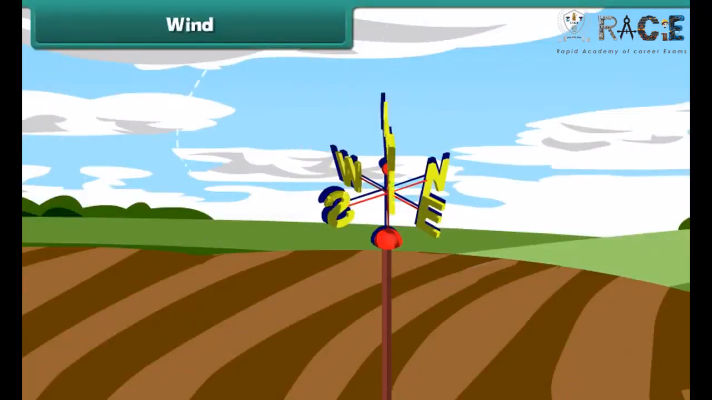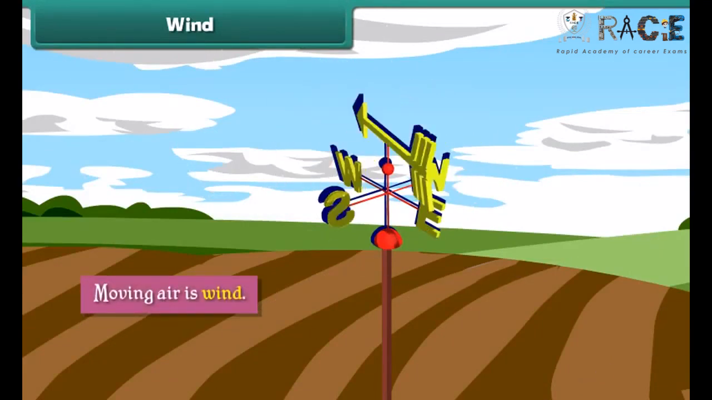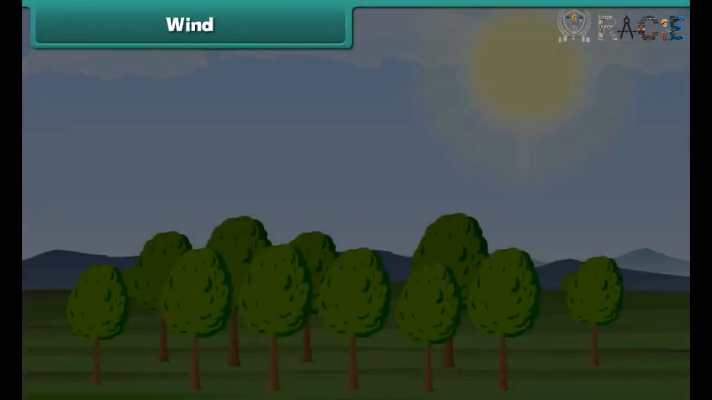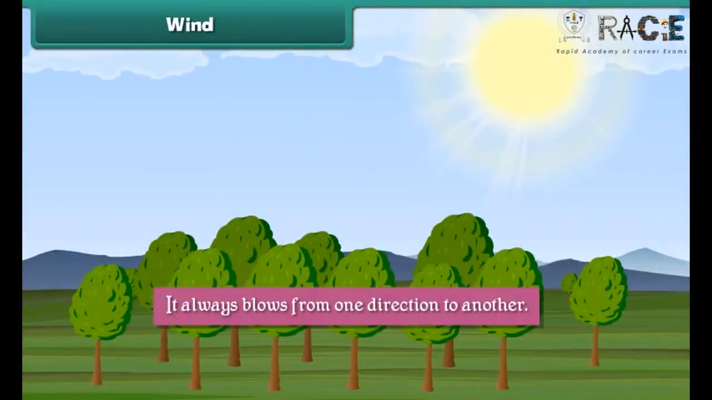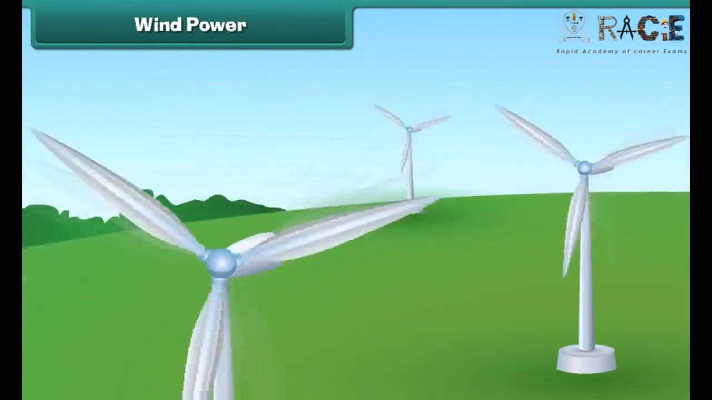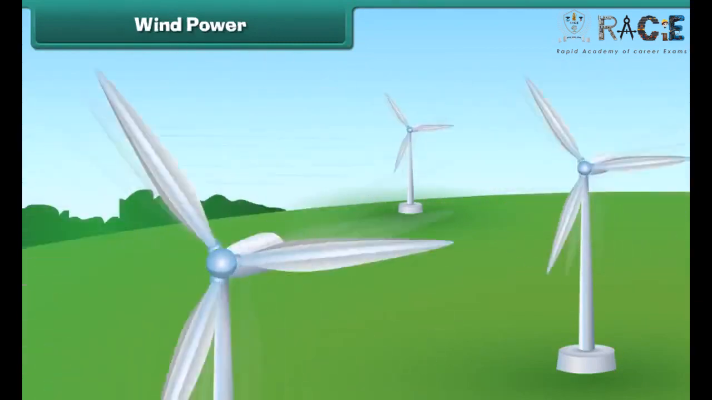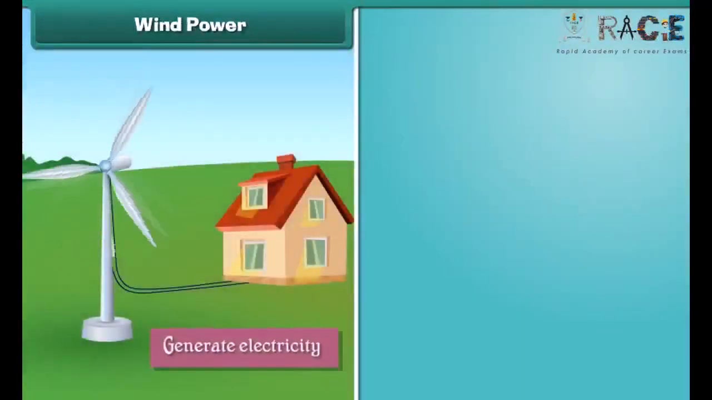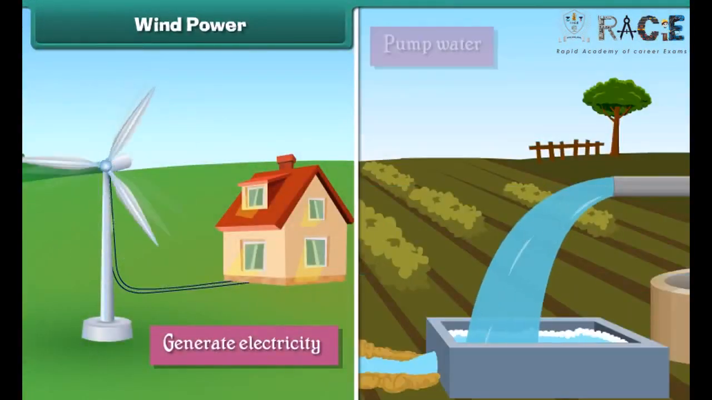Wind. Moving air is wind. Wind has direction. It always blows from one direction to another. Wind power. Wind has power. Windmills use the power of wind to generate electricity and pump water.